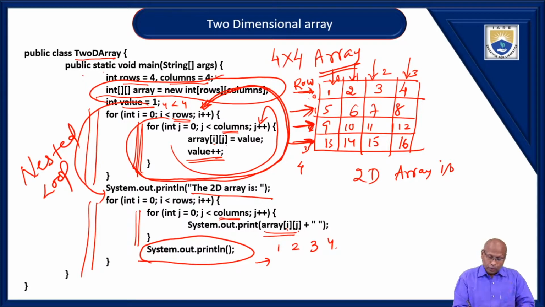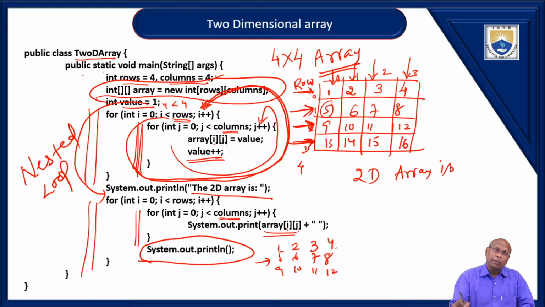Now 1th row. 1th row, 0th column, 5. So 5, 6, 7, 8. After repeating 4 times, again go to next row. 9, 10, 11, 12. After printing 12, again go to next row.